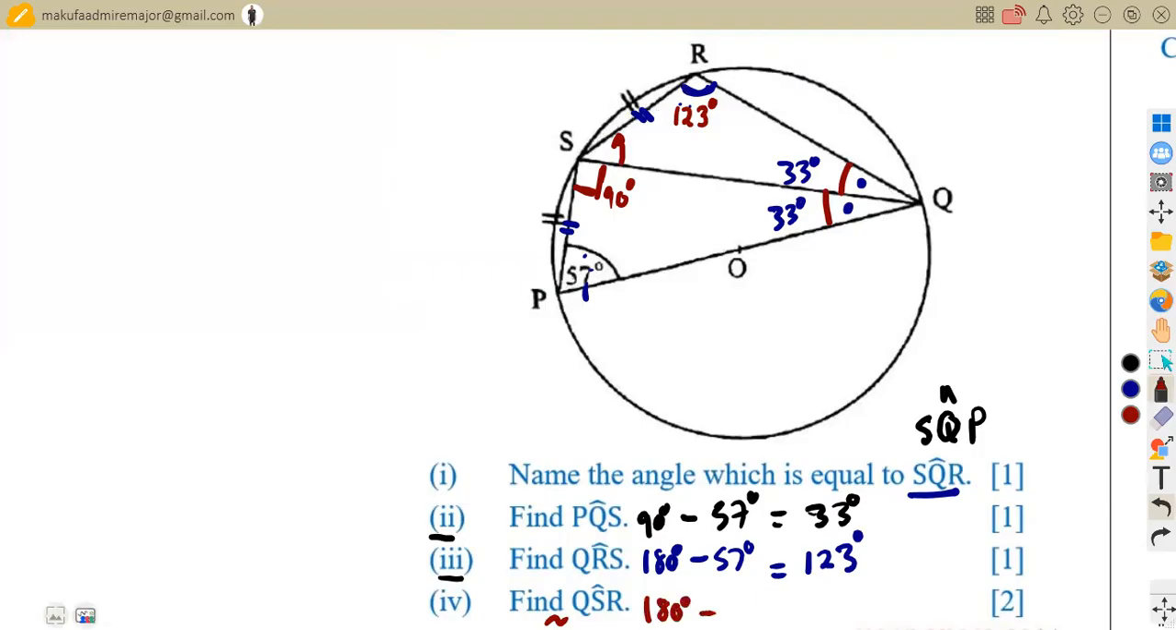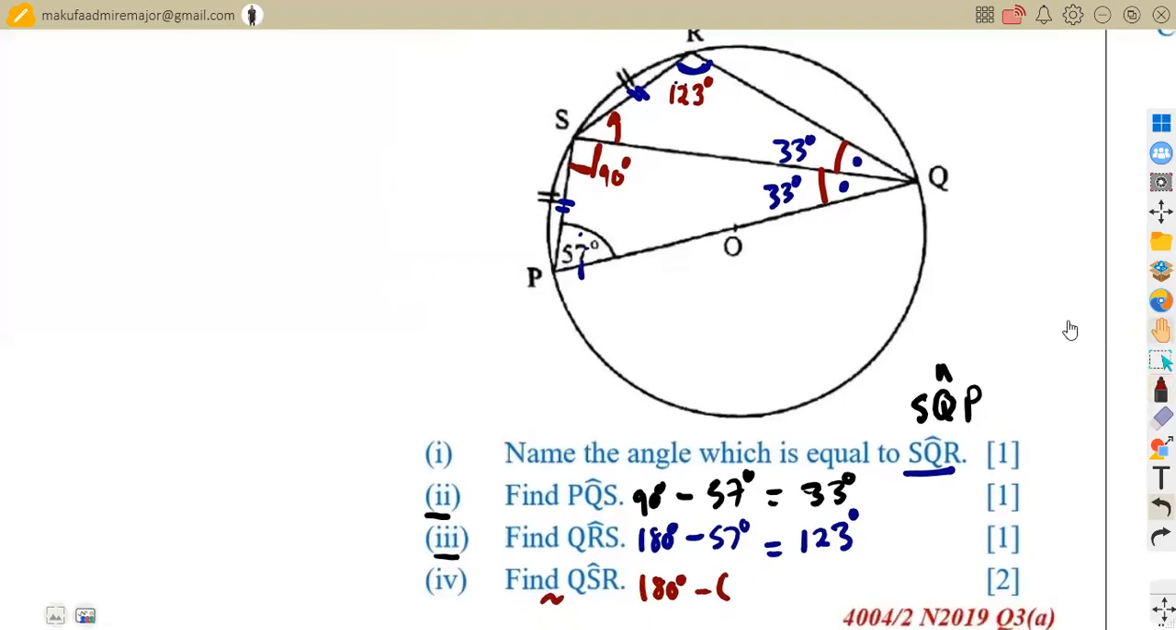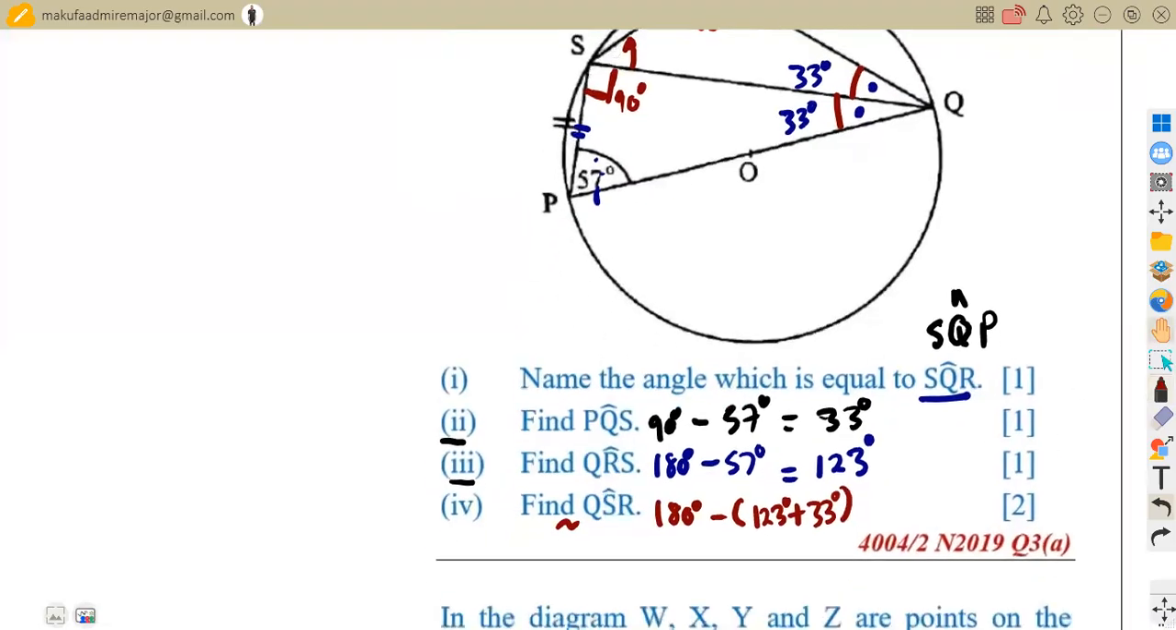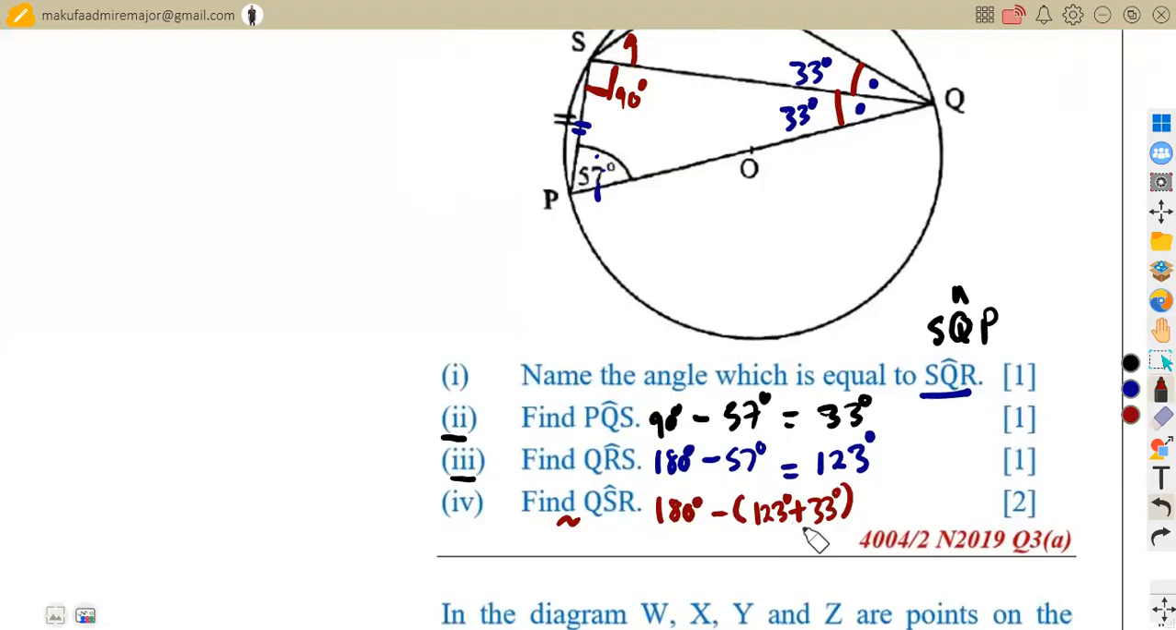So we're simply going to subtract these two angles inside the triangle from what? From 180, the angle of 123 degrees plus the angle of 33 degrees, since we said these two angles are equal. So we are going to have 180 minus 156. So 180 minus 156 is going to give us 24 degrees. So that was the first option.